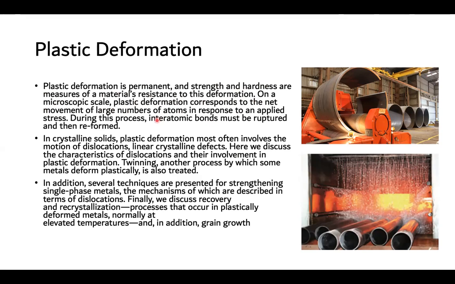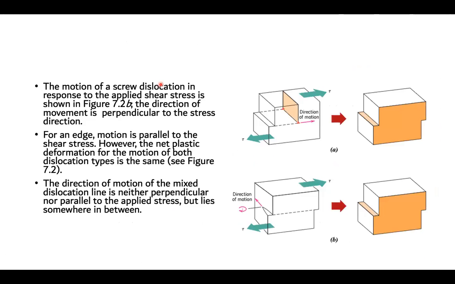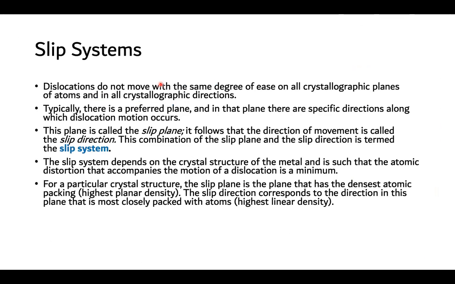Okay, and then the difference between plastic deformation and elastic deformation: in plastic deformation, the interatomic bonds must be ruptured and then reformed. We also learned about plastic deformation before in the imperfection chapter. We know about the dislocation, so I think I'm going to skip this one, the Carter dislocation as well.